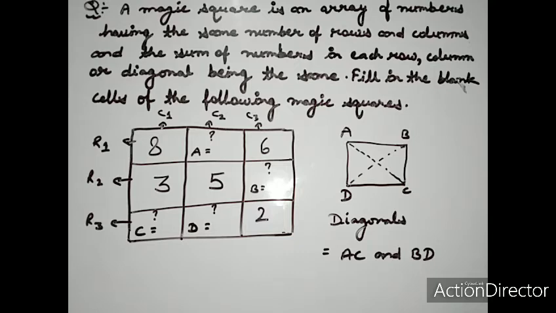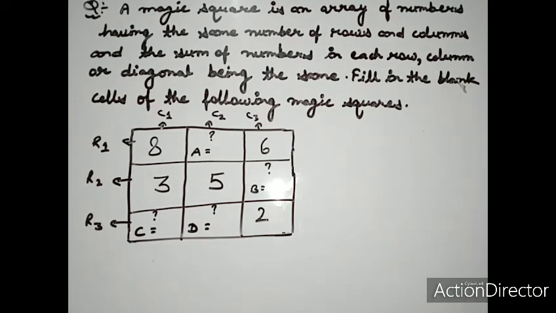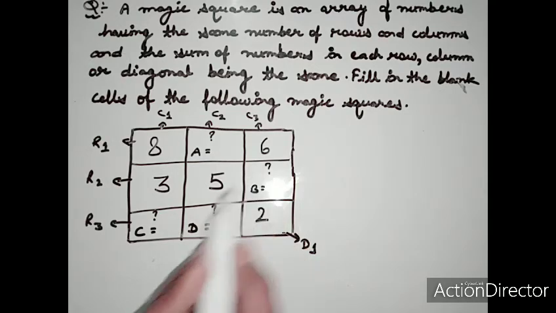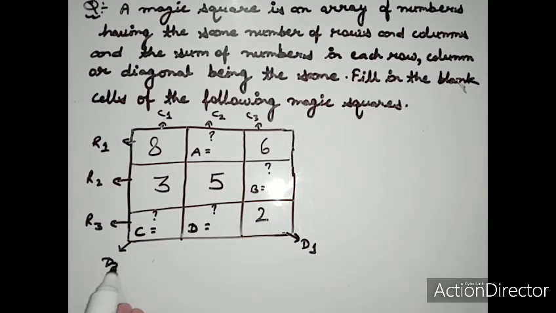Okay students, here these diagonals divide this square into two equal parts. So there are two diagonals, diagonal number 1 and diagonal number 2.